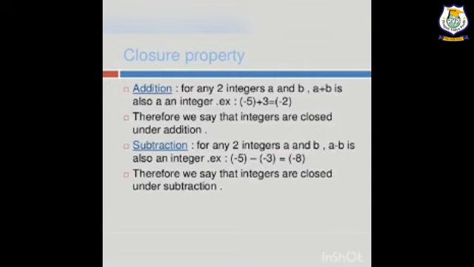For any two integers a and b, a minus b is also an integer. Example, minus 5 minus 3 is equal to minus 8. Therefore, we say that integers are closed under subtraction. It means if we are subtracting one integer from another integer, the result is always an integer.